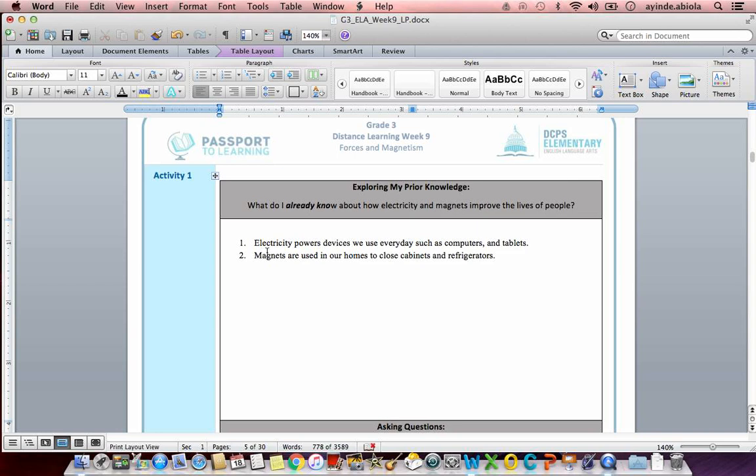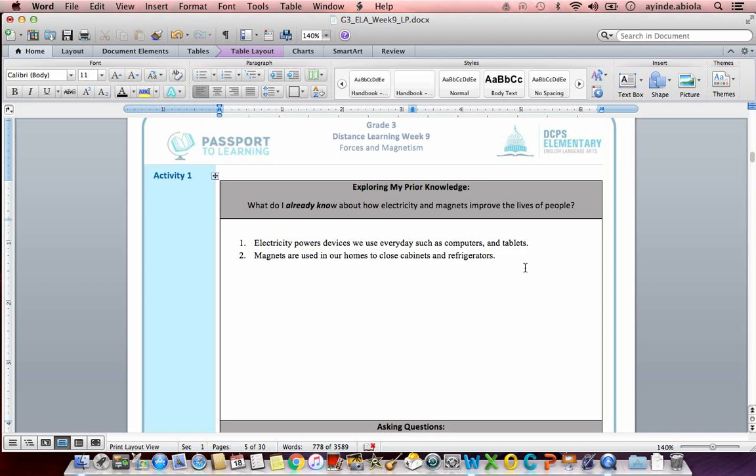My first example is that electricity powers devices we use every day, such as computers and tablets. Like I said, this can be expanded with this first statement. You could even go on to say it powers things like DVD players, things like phones, etc. Think about what else in your home might be powered by electricity. My second example is that magnets are used in our homes to close cabinets and refrigerators. Again, this can be taken much further. Think about what else you might use magnets for inside your home.